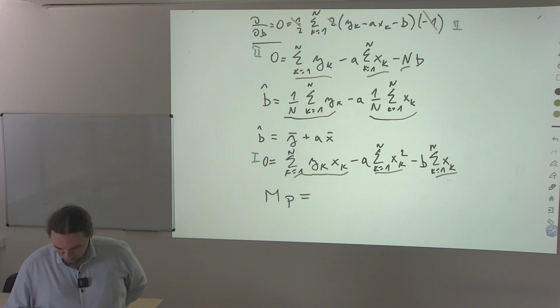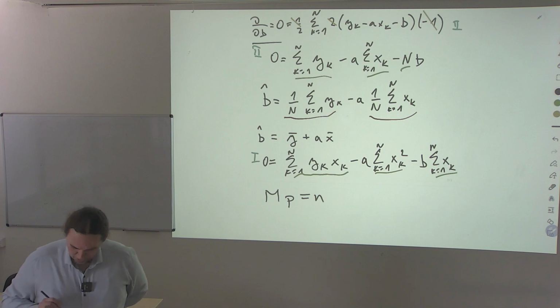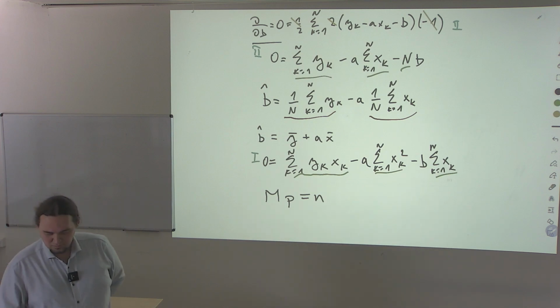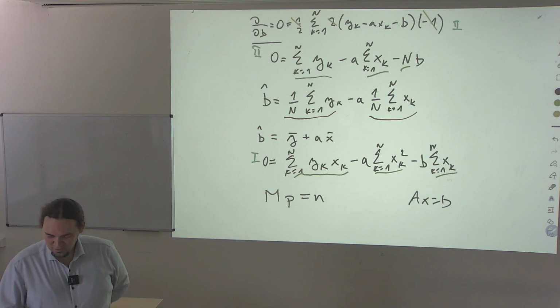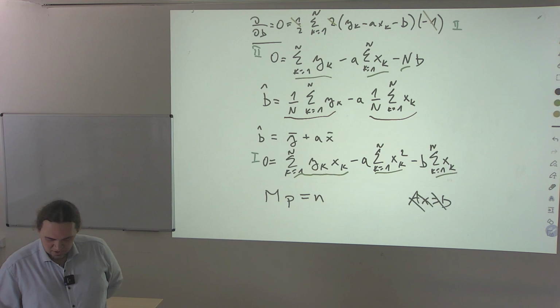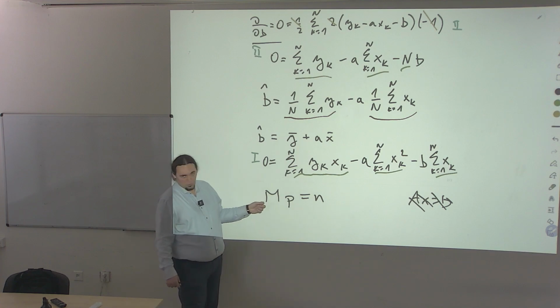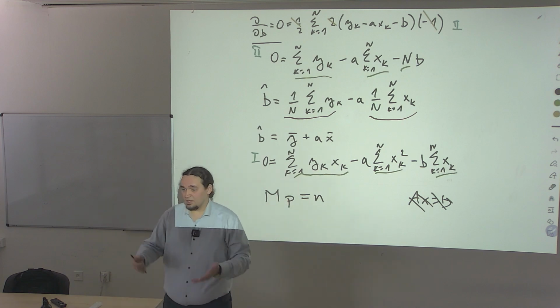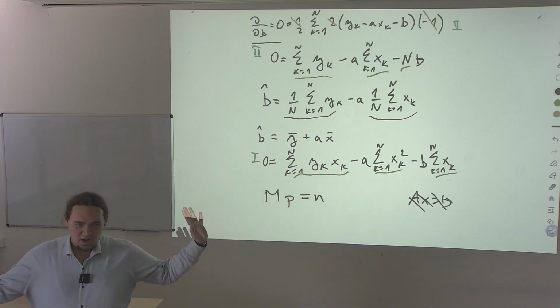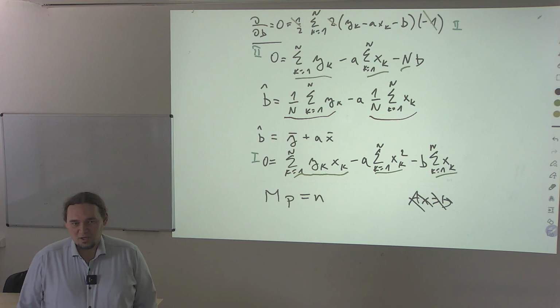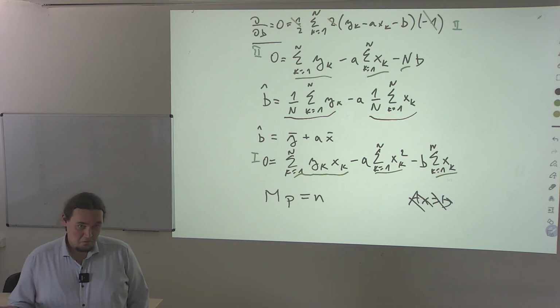So where I'm heading to is, what if we just put this into the form of Mp is equal to, I don't know, some nice letter n, which is just Ax is equal to b, but I don't want to use Ax equal to b because there are already some a's and x's. So what if we just turn this expression into the form of linear algebraic equations? Well, and then we know what to do in MATLAB. We just write M backslash n, and we are done.